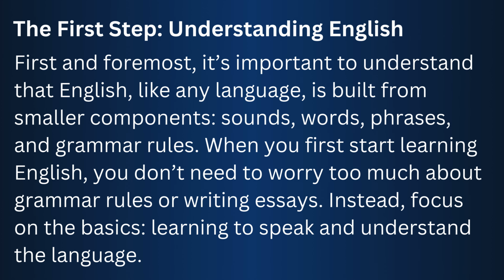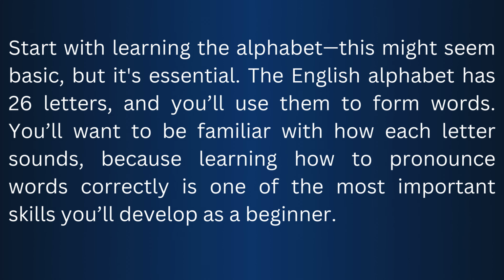First and foremost, it's important to understand that English, like any language, is built from smaller components: sounds, words, phrases, and grammar rules. When you first start learning English, you don't need to worry too much about grammar rules or writing essays. Instead, focus on the basics, learning to speak and understand the language. Start with learning the alphabet. This might seem basic, but it's essential. The English alphabet has 26 letters, and you'll use them to form words.